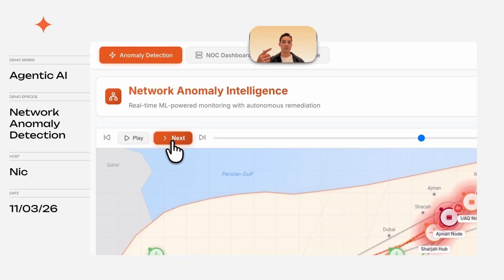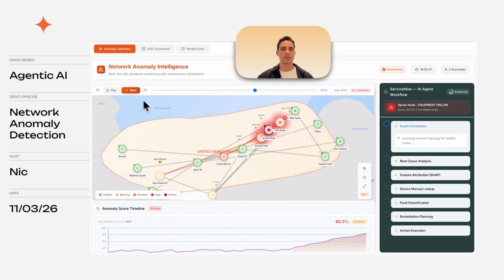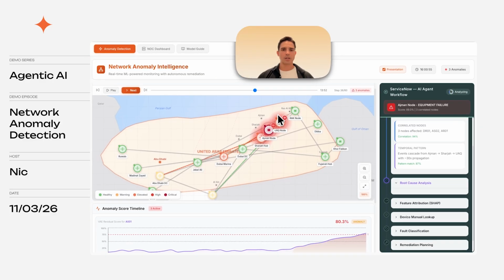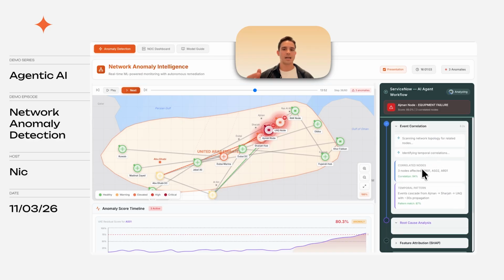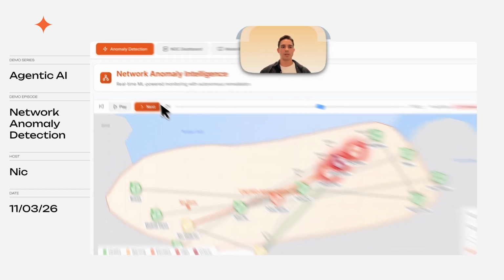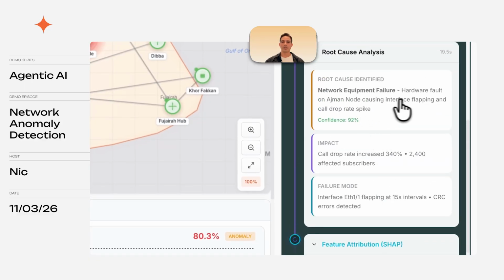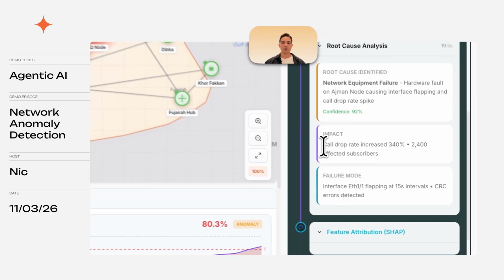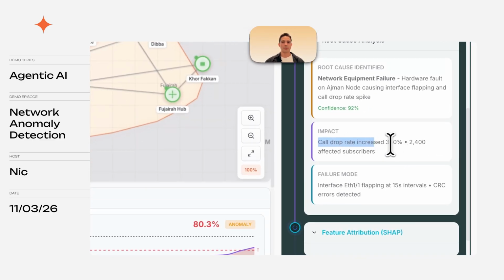So if we continue and we're stepping through this step by step, and I'll play the demo end to end, what it then does is it goes into a root cause analysis agent. That agent will then go and dig into the metrics, so which specific signals spiked on that particular node. If we've said, okay, we believe that it's Ajman, and we've picked up that there's a specific kind of equipment failure, what were the causes for it, right? And can we tell? You can see that there was a hardware fault causing interface flapping, and that resulted in call drop rate increasing by 340%, right?